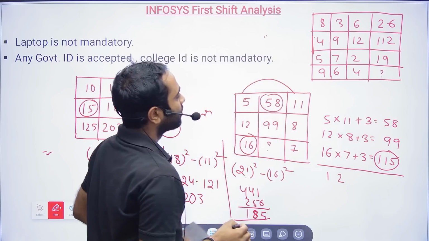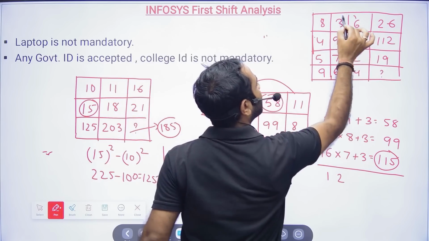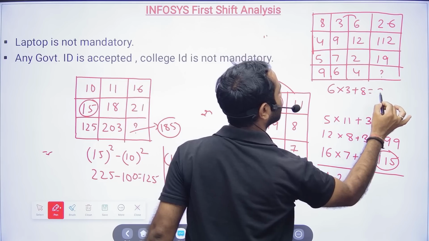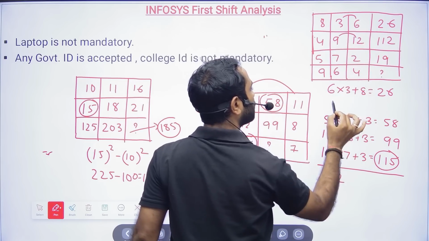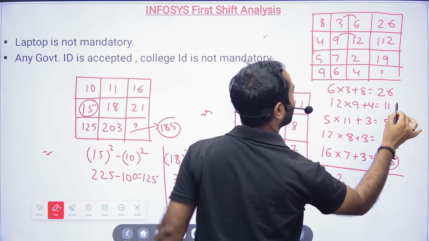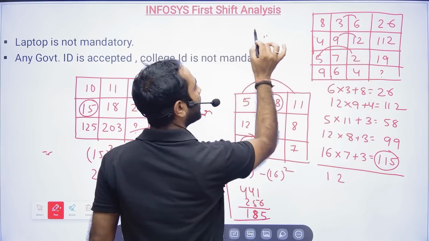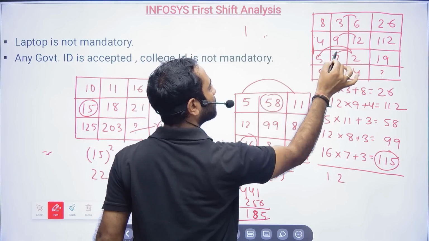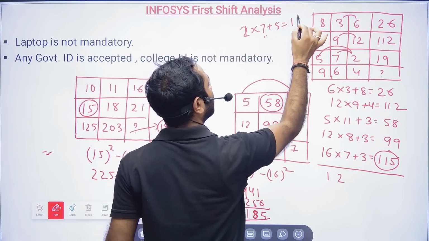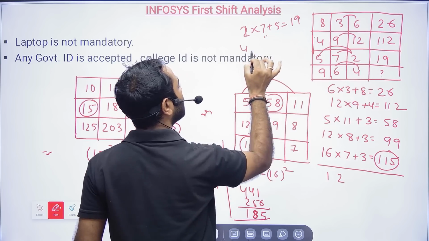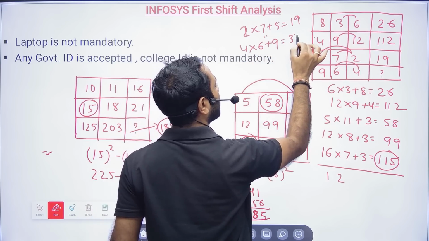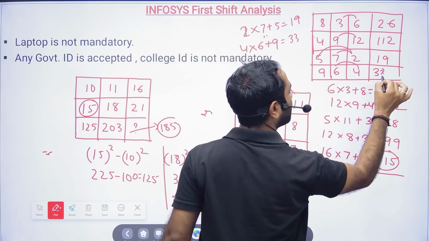So here basically 6 into 3 is 18, and 18 plus 8 is 26. 12 into 9 is 108, and 108 plus 4 will be 112. 2 into 7 is 14, and 14 plus 5 will be 19. Now here 4 into 6 will be 24, and 24 plus 9 will be 33. So here 33 was the answer.